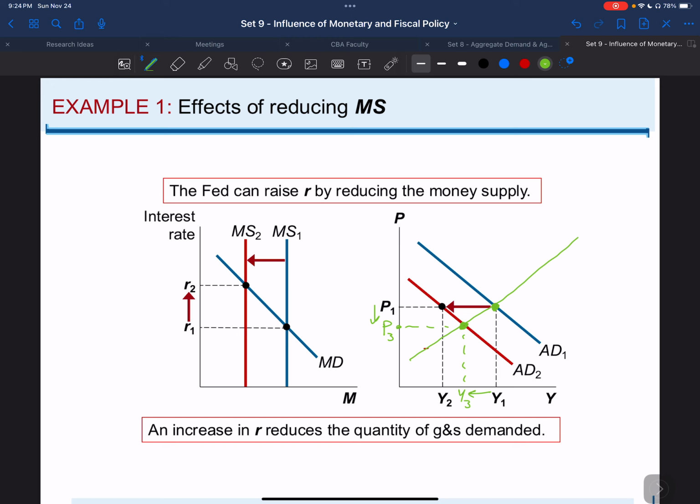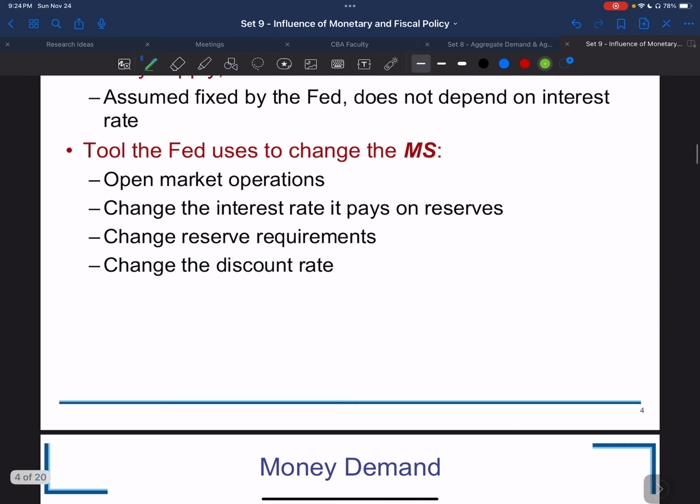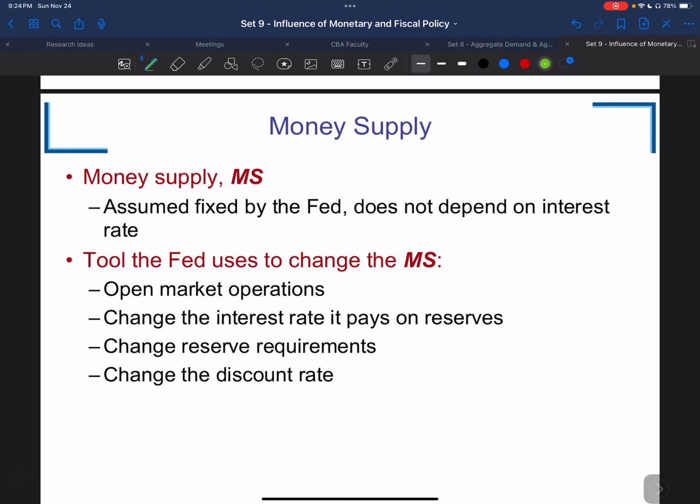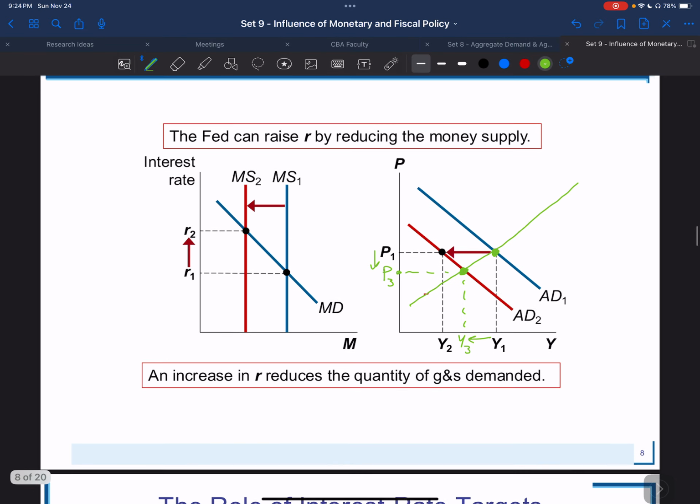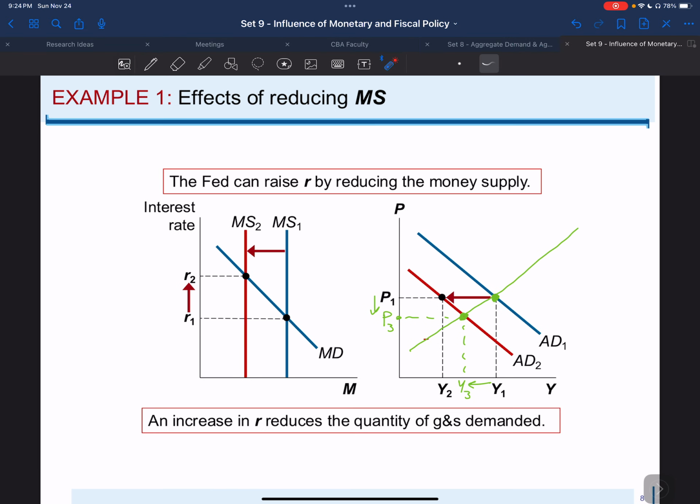So once again, just to summarize, if the Fed decreases the money supply by selling bonds or any other tools that are considered as monetary policy, including these four tools: open market operations, changing the reserve requirements, changing the interest rate on the reserves, or changing the discount rate. If any of these are affecting the money supply, where the money supply will be decreasing, that is going to also decrease the aggregate demand. Okay?